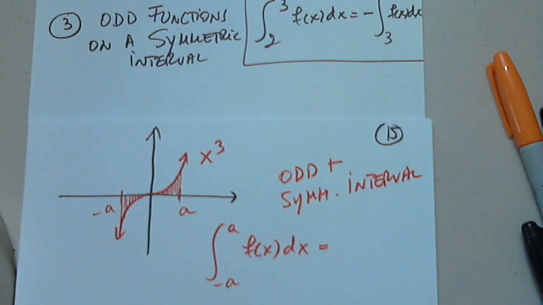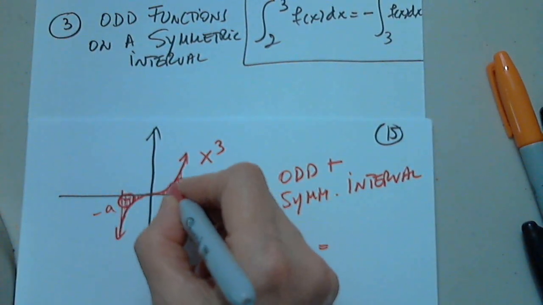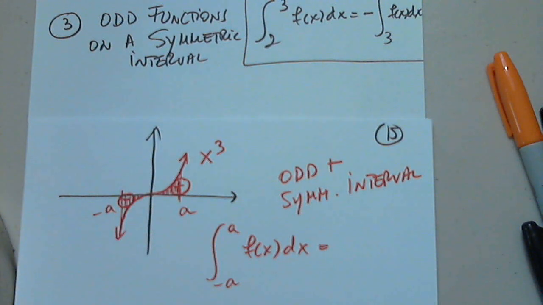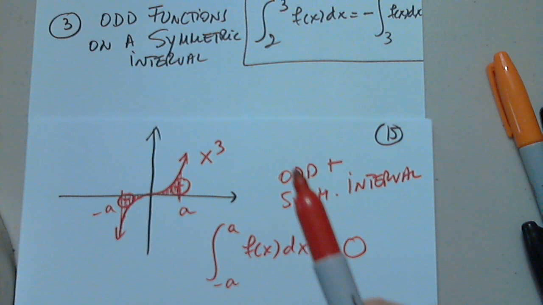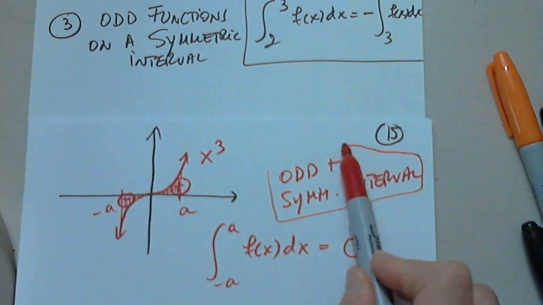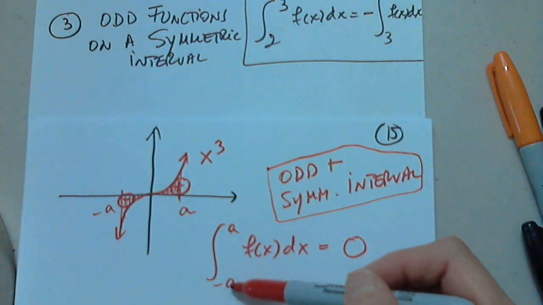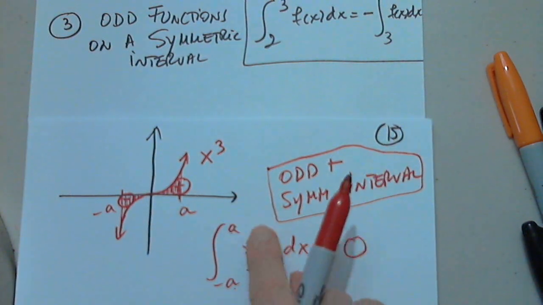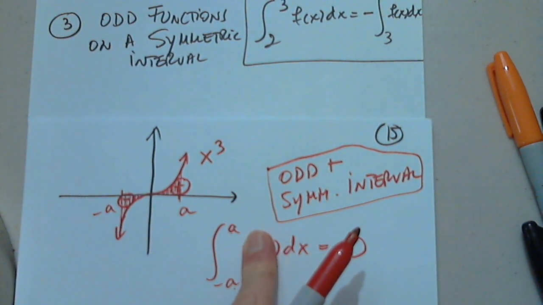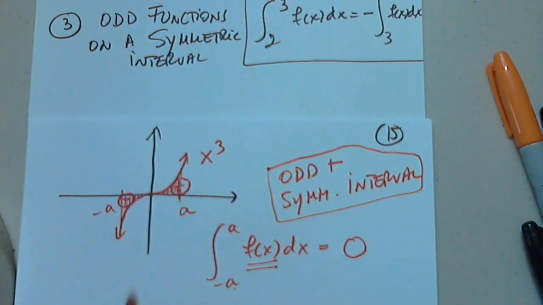2 times the... Careful. This is a negative area, and this is a positive area, and they are equal. 0. Excellent. So every time we look at a symmetric interval, I will immediately check whether this piece is odd or even. If it's odd, I'll write the answer 0 and move on. If it's even, we're going to talk about it in a moment.